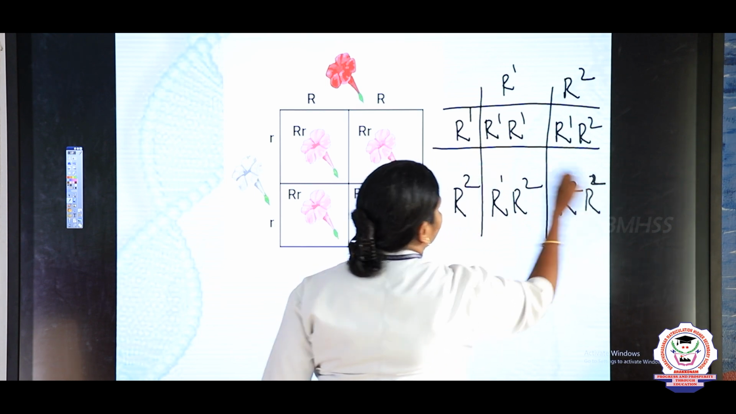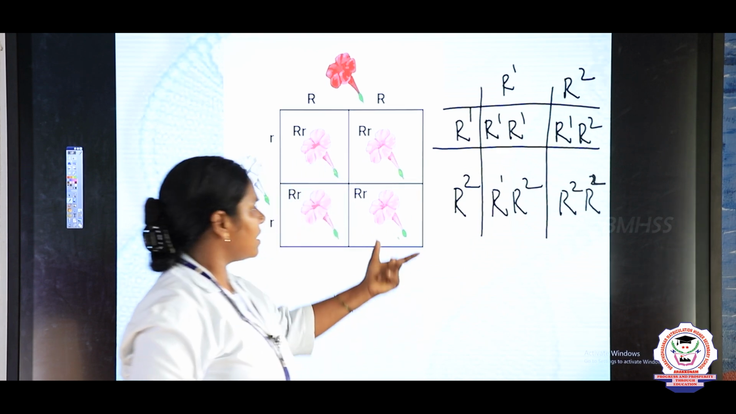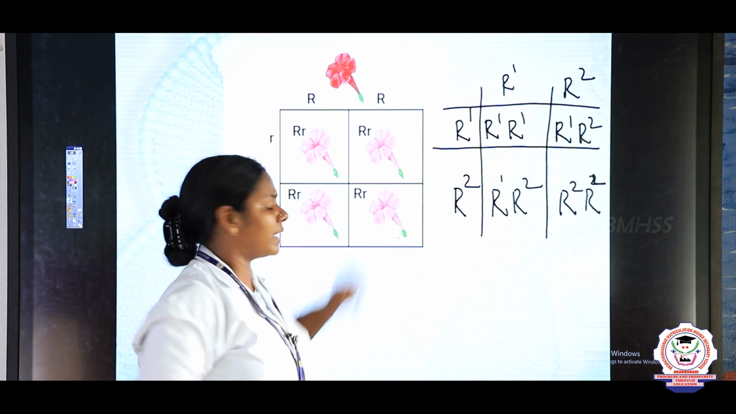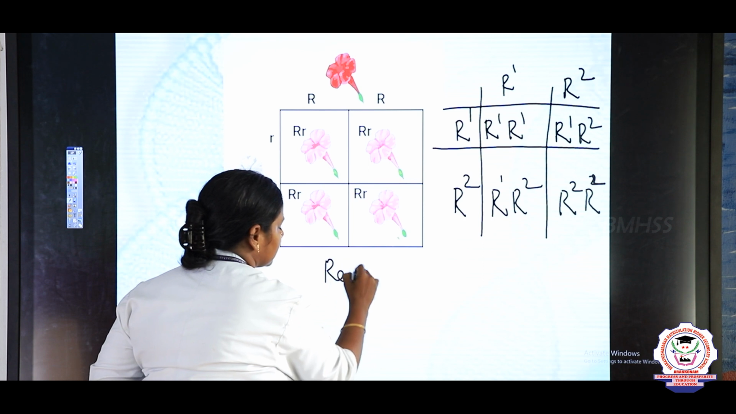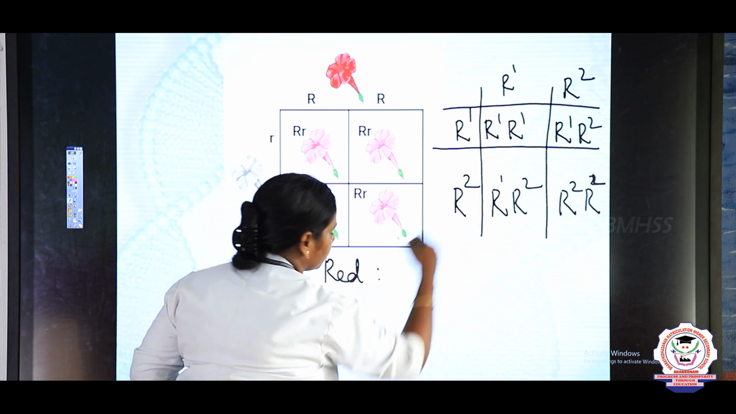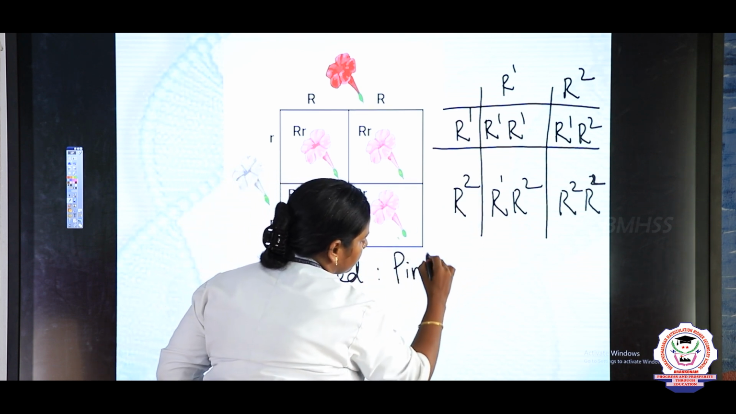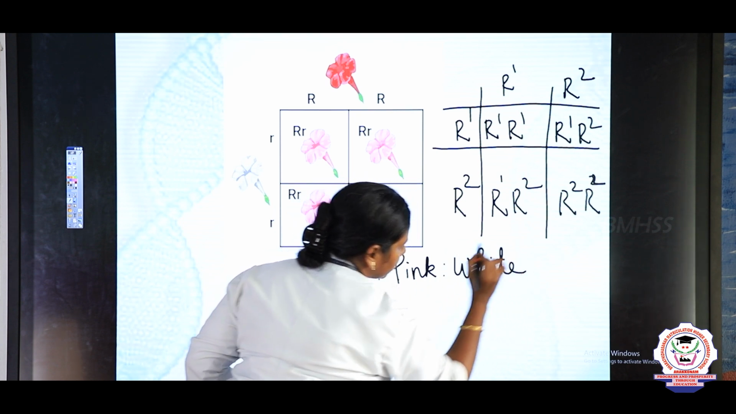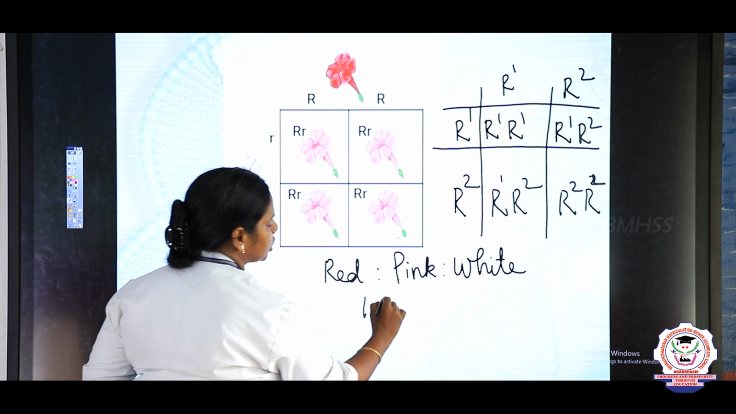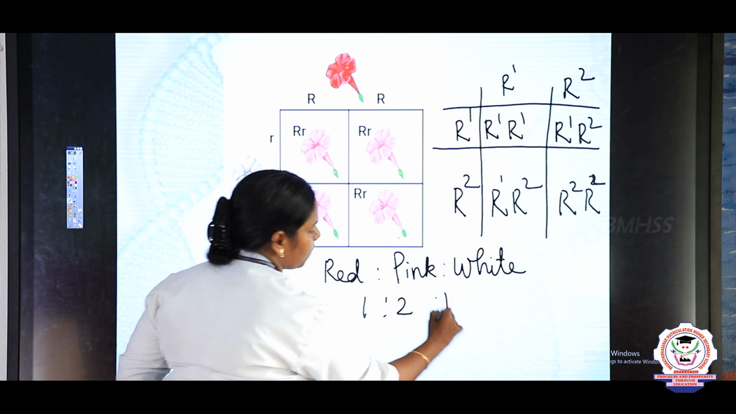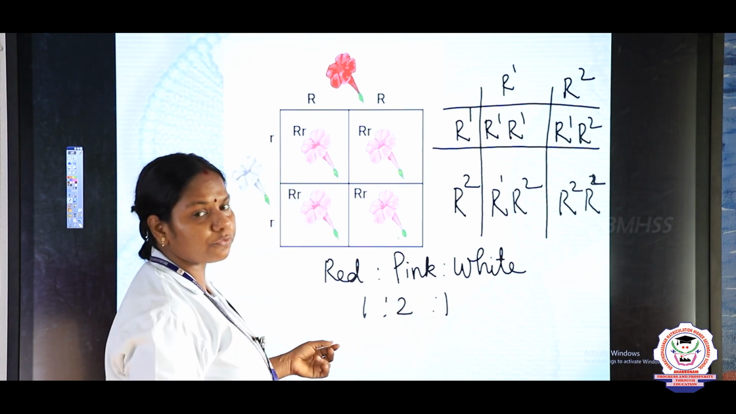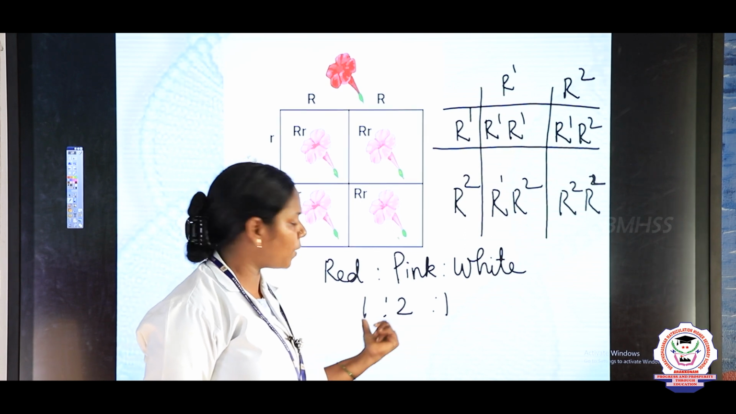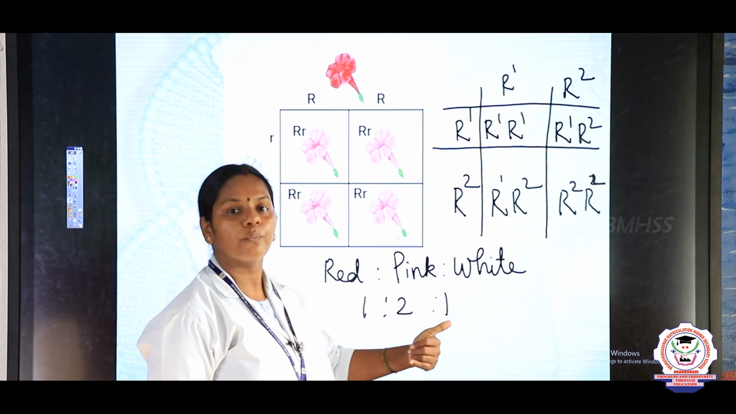So, when the F1 hybrids are crossed, we get red flower to pink to white in the ratio 1 is to 2 is to 1. So, the ratio for incomplete dominance is 1 is to 2 is to 1.